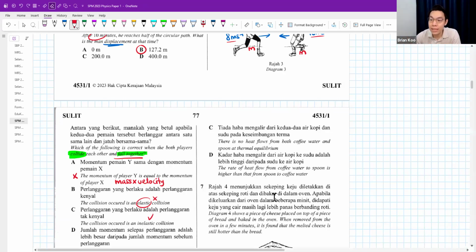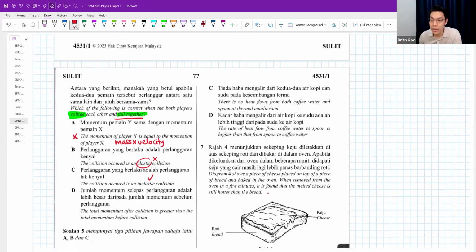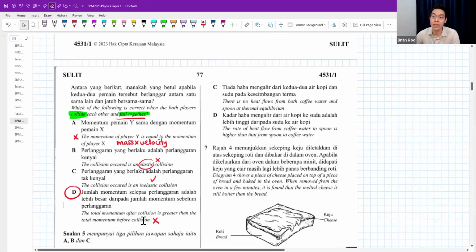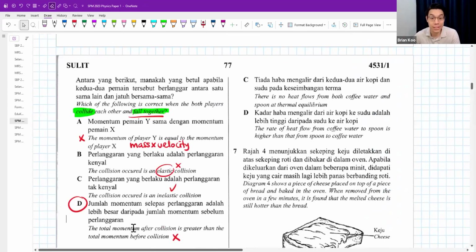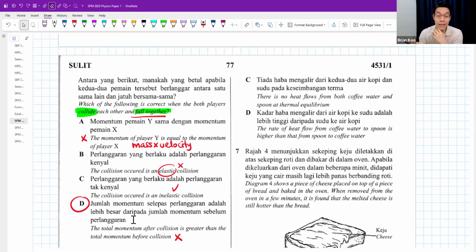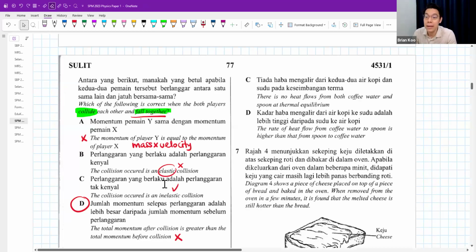They'll hit and then fall together, same side. Okay, but let's look at D also. Total momentum after collision is greater than total momentum before collision. This is definitely wrong. Remember our principle of conservation of momentum states that the total momentum before you collide must be equal to the total momentum after you collide. Yeah, of course, provided there is no external force acting on the system.